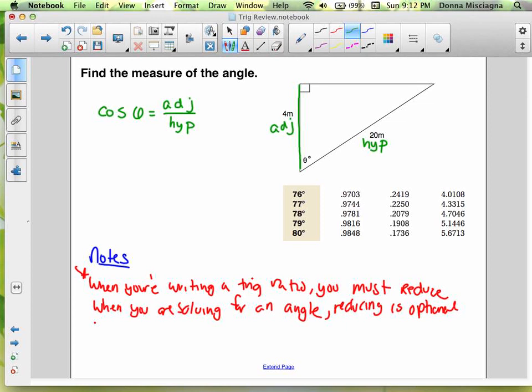Let's substitute. So there's our equation. That's going to be our setup. Now let's substitute for our known measures. We know the adjacent side, that's 4, and we know the hypotenuse, that's 20.